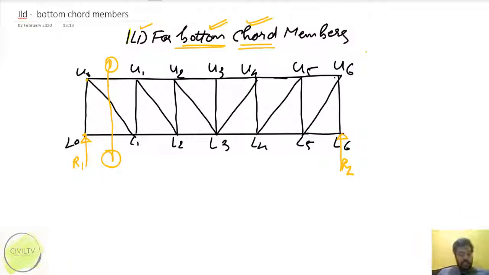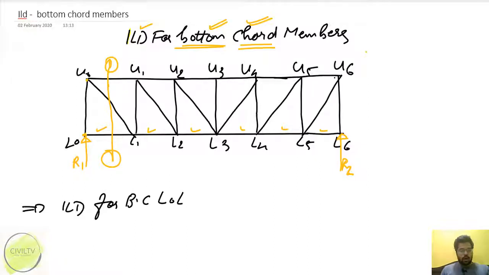So this is a truss. I've taken a section 1 over here. Let's draw the influence line diagram for the bottom chord members. So this and this, all these things are bottom chord members. Okay, so let's start. So ILD for bottom chord L0 L1, sorry, L0 and L1. Okay, so I have to draw influence line diagram for L0 and L1.